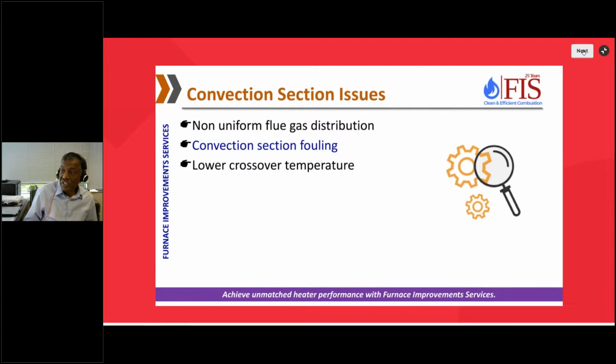What are the issues in the convection section? Some of the issues are non-uniform flue gas distribution, even though it's not very common. Convection section fouling is pretty common, and lower crossover temperature is even more common. A lot of times those convection coils don't behave as they should have, and that could be a shortcoming in the design. As a result, the crossover temperature is not what it was supposed to be designed for, so you end up firing it harder, actually.